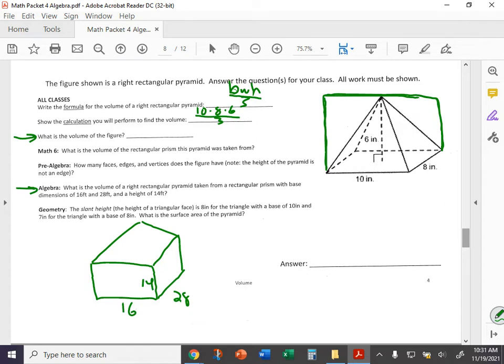Whatever the volume of that rectangular prism is, the pyramid that comes from it will be a third of it. So I give you the rectangular prism, and I want you to tell me the volume of the pyramid that would come from it. And that's the relationship between the formulas of a rectangular prism and a pyramid.